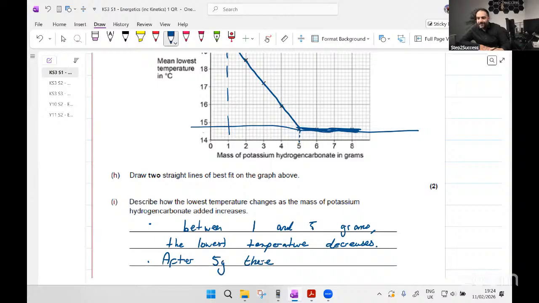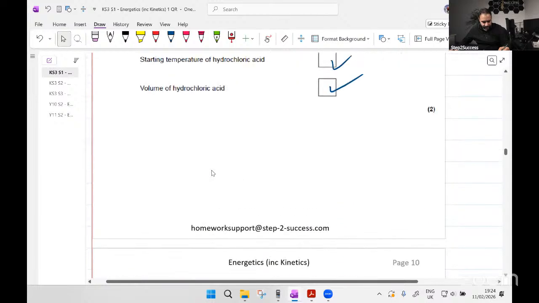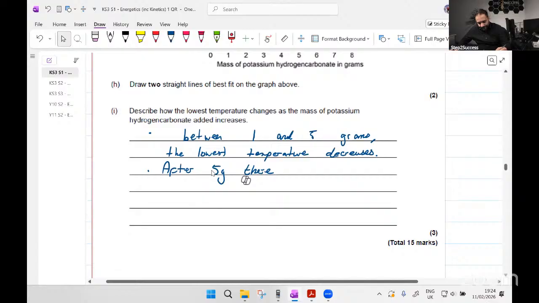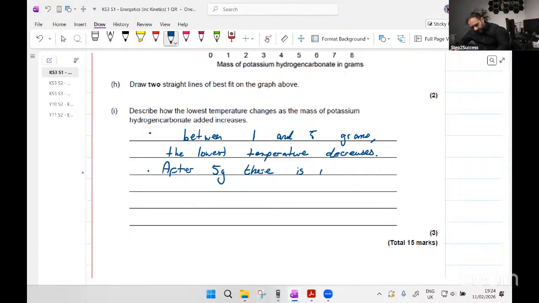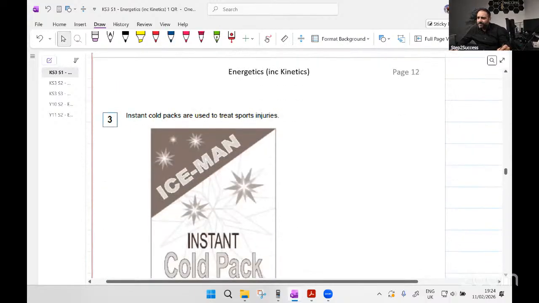It takes a bit of practice to get used to reading these graphs, okay? It takes a bit of time, so don't worry. Okay, I'm getting through those, yeah. After 5 grams, there is no change. Okay, right, so that's answered one of the other questions. I think people have just asked me this whole booklet, haven't they?